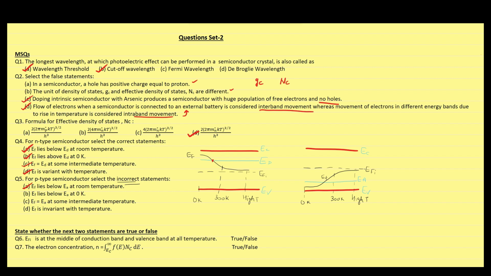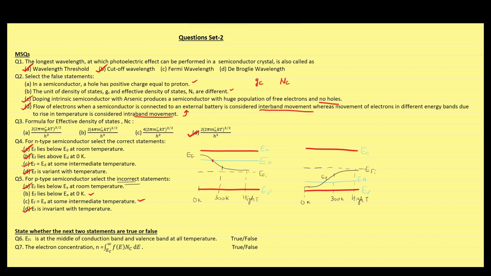EF lies below EA at 0 Kelvin. EF is here at 0 Kelvin. It is lying between EA. Therefore, this statement is correct. So we will not select it. EF is equal to EA at some intermediate temperature. This is also true. EF is invariant with temperature. This is a false statement.